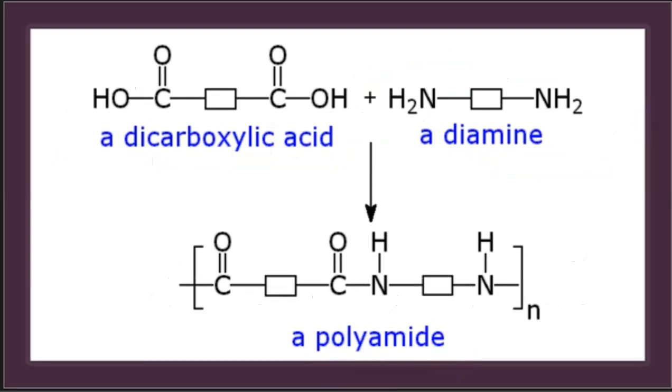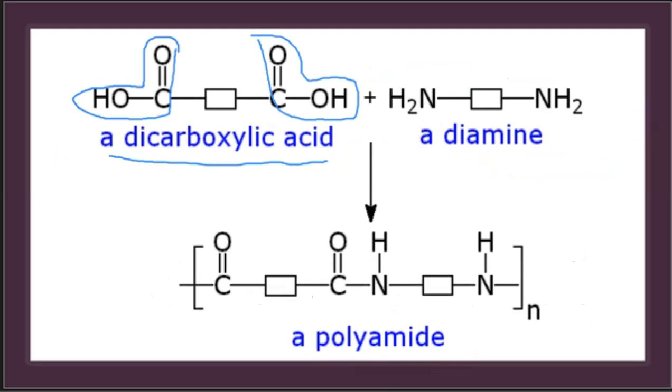And then we have our carboxylic acid. All right, this here is a dicarboxylic acid. Why? Because I have C double bond O, OH and C double bond O, OH on one side. On the next side, I have the diamine. I have one amine group on this side, one amine group on that side.